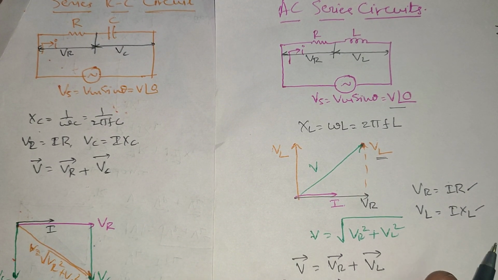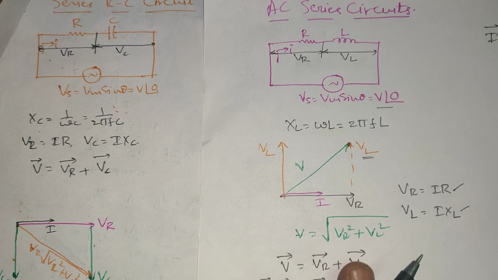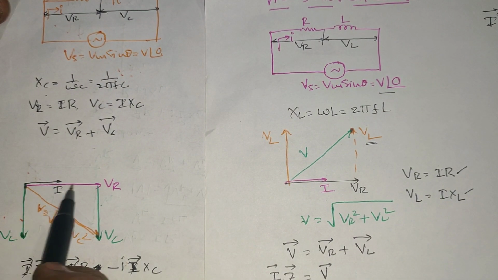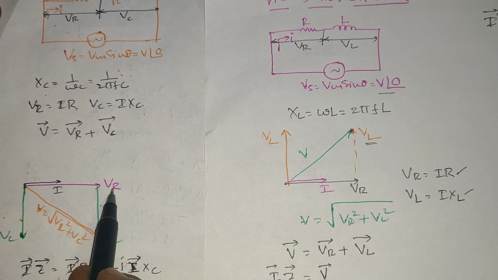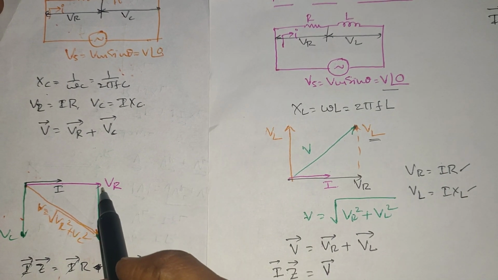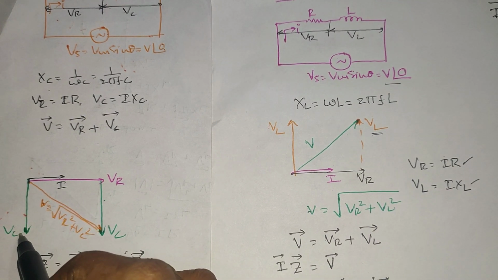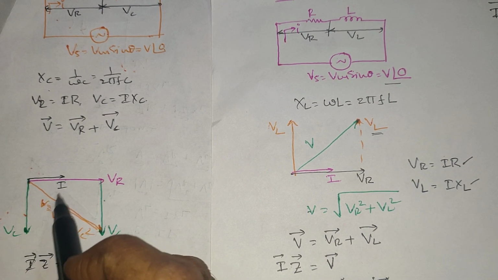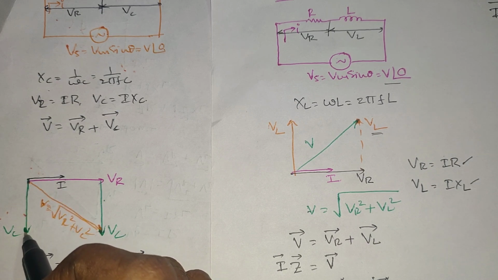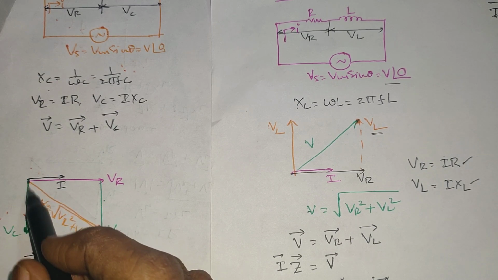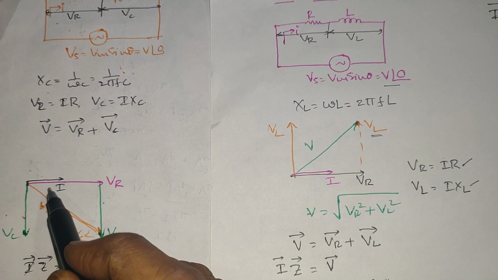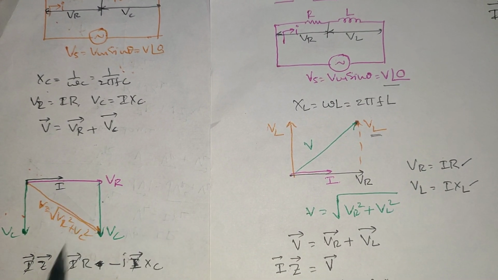Again, we are considering the current as the reference. Same here also, we have done the same. If current is the reference, VR will be in the same phase as that of the current, and we know that the voltage across the capacitor will be 90 degrees lagging with respect to the current, or the current is going to lead the voltage across the capacitor by 90 degrees. These things we have seen in our previous sessions where we have considered the pure capacitance connected to AC supply.